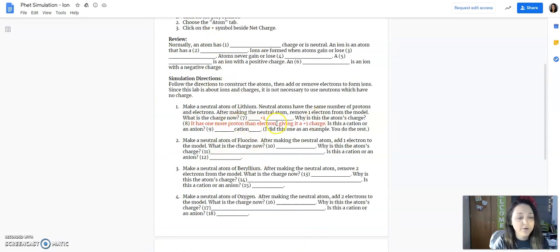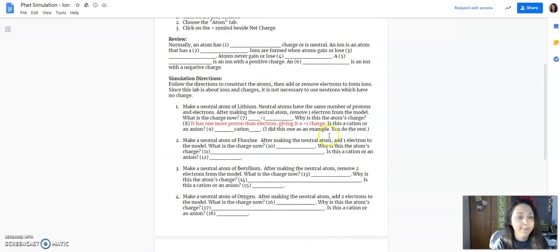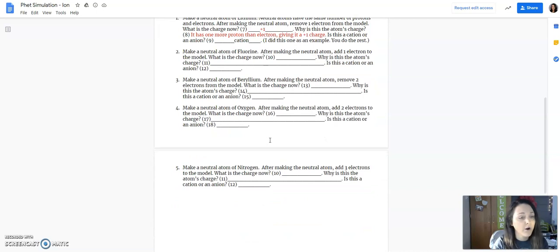It has 1 more proton than it does electrons. So see, we have 1, 2, 3 protons and 2 electrons. We have 3 positives, 2 negatives. So overall, we are 1 positive. This is a cation. It's a cation, okay, because it is positive. So go through and do the next 4 questions.